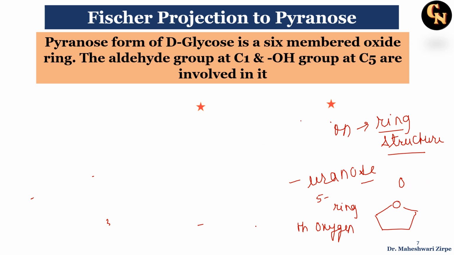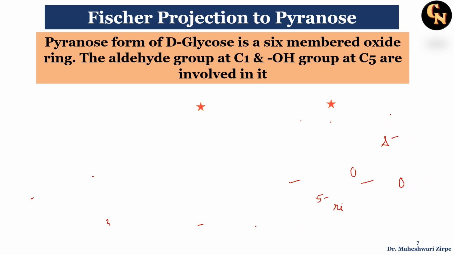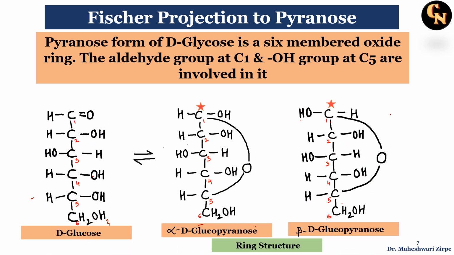Okay, so let's begin with the pyranose form of D-glucose, which is a 6-membered oxide ring. The aldehyde group at the first position and the OH on the 5th carbon are going to be involved in the formation of pyranose. How is it? Let us see. This is how it is going to form.